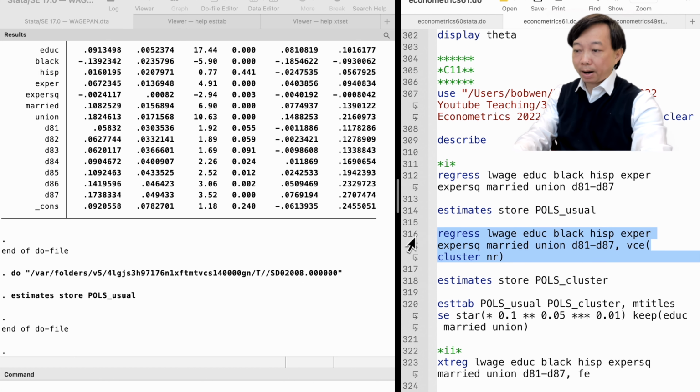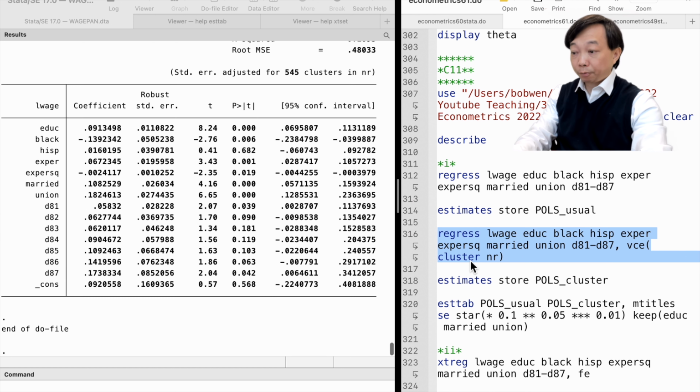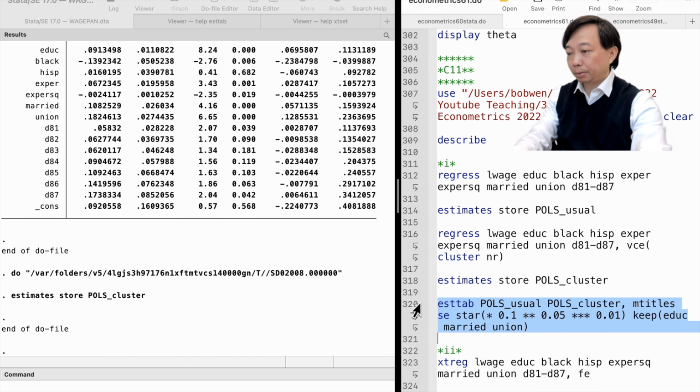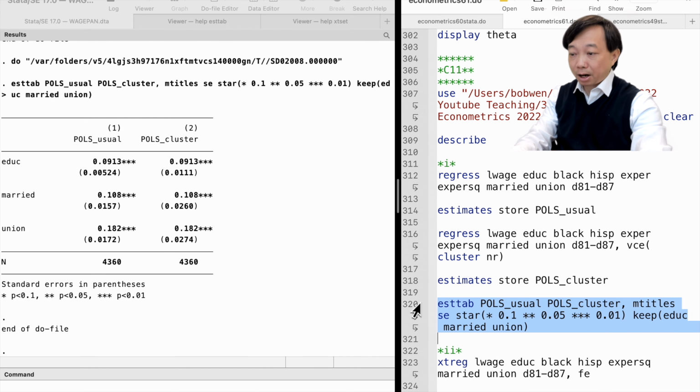We use the variance-covariance matrix option to specify the standard errors adjusted for 545 clusters in the sample. The cluster standard errors are robust for heteroscedasticity and serial correlation in the composite error terms. We compare them with the usual standard errors in the table. The fully robust standard errors for education, married, and union are bigger than the usual standard errors. They are almost double the usual standard errors. However, it does not change the statistical significance of the variables.